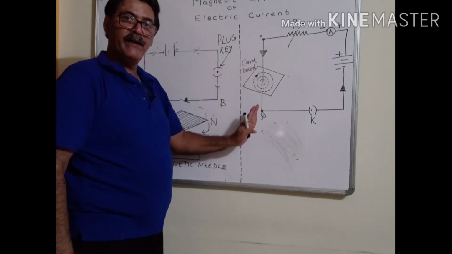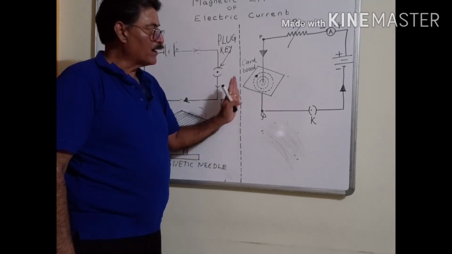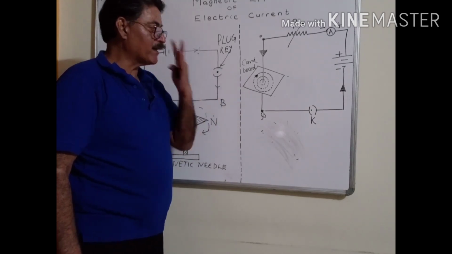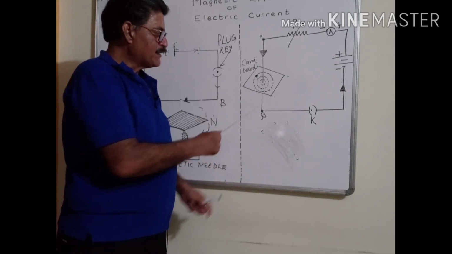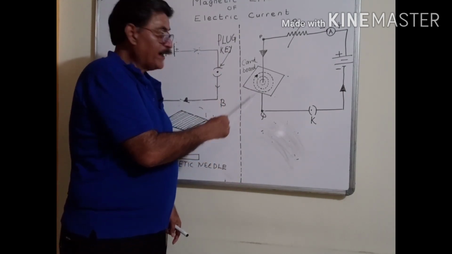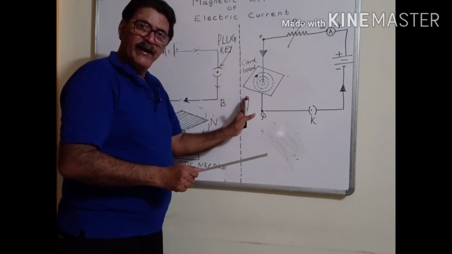So this experiment gives us many conclusions. From this experiment we can conclude many things. I will tell you what. The first thing you can conclude is that when current is flowing through the conductor, a magnetic field is produced.